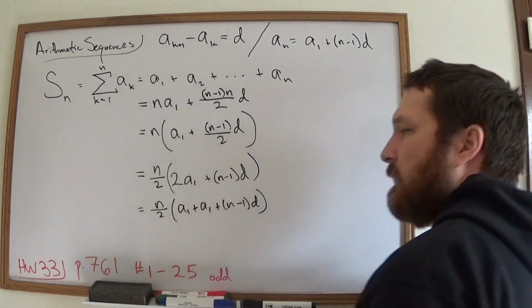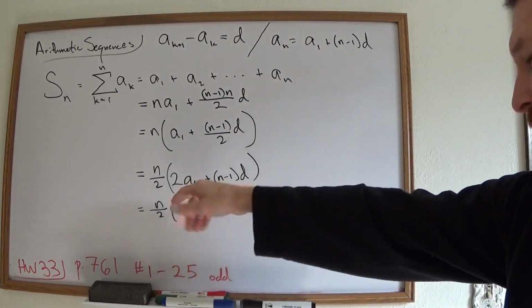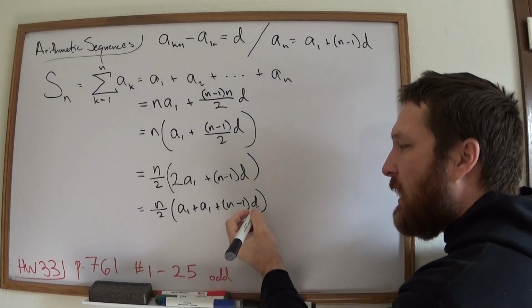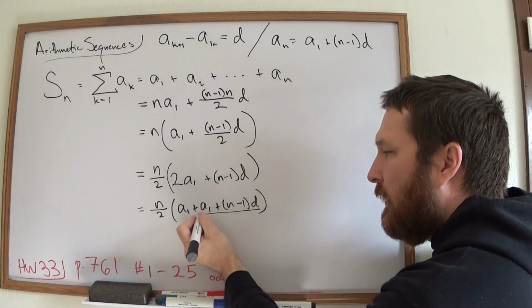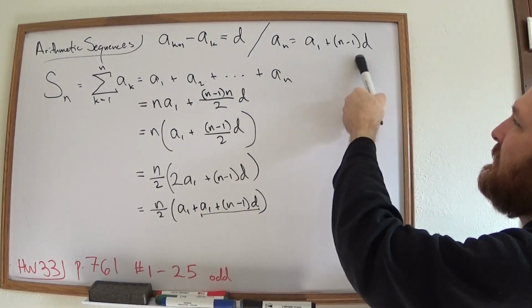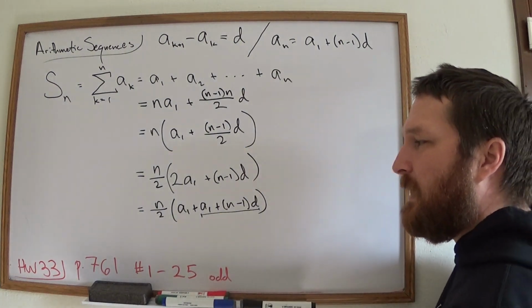Last time I checked, yeah, a1 plus a1 is 2a1. Okay, cool. But now, check this out. This right here, that is the nth term. That's the definition of what the nth term is.